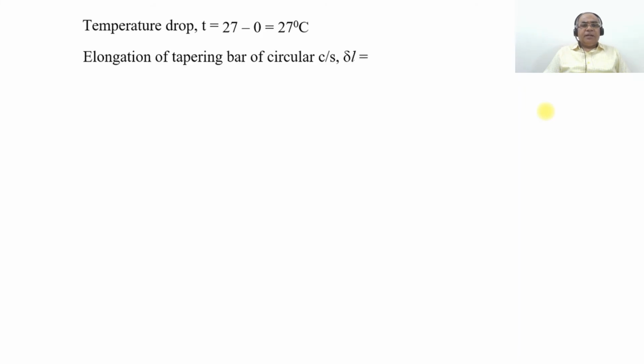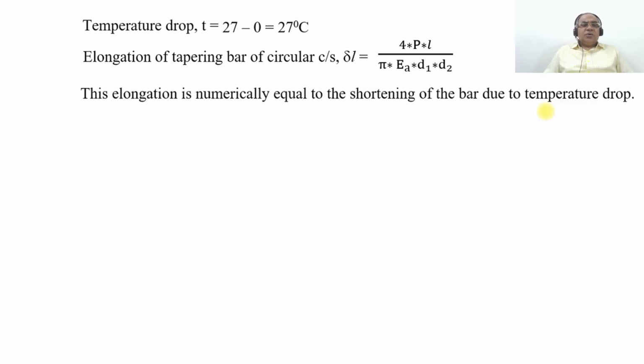So the elongation of a tapering bar of circular cross section, delta L, will be equal to 4 into P into L by pi into E into D1 into D2. That is the general expression. So 4 P L divided by pi into EA into D1 into D2. This elongation is numerically equal to the shortening of the bar due to temperature drop. As the temperature is dropping, the temperature is reduced, so naturally the elongation is numerically equal to the shortening of the bar. So it reduces in length.